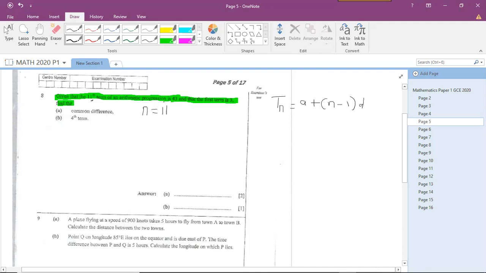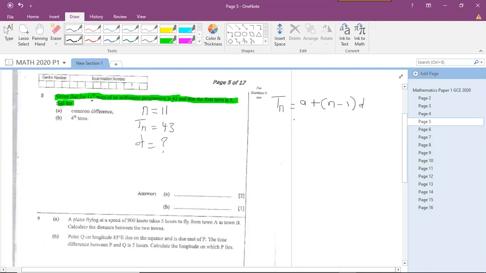And the examiner is telling us that the 11th term of an arithmetic progression, as stated by the formula of the nth term, is 43. So Tn will be 43 here. Whatever we solve here, the answer has to be 43. And what do we want to find? The common difference. So now the only thing that we have to do is substitute into this formula.